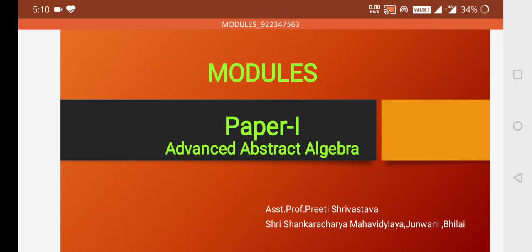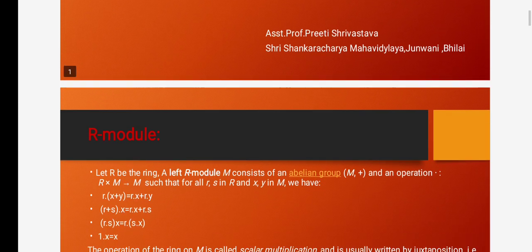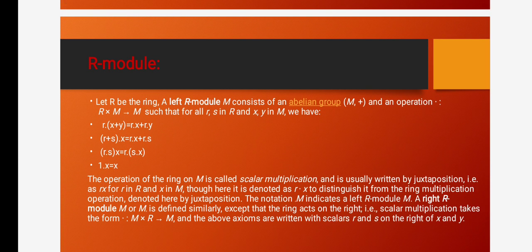Today my topic is modules from Paper 1, Abstract Algebra. Here, what is an R-module? Let R be a ring. A left R-module M consists of an abelian group M with operation plus.